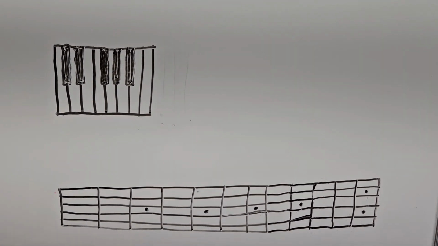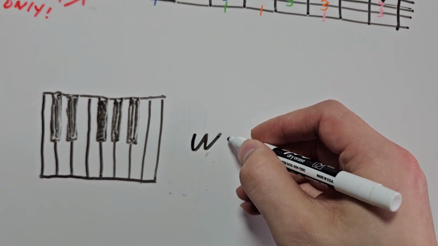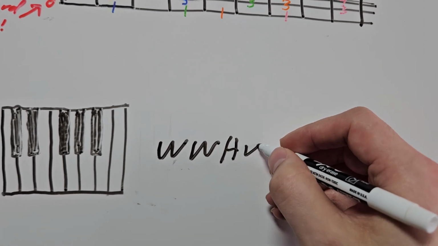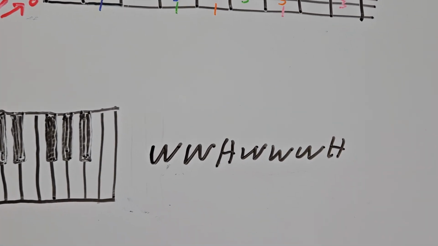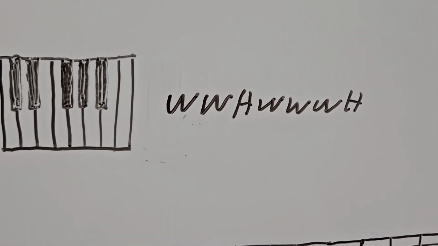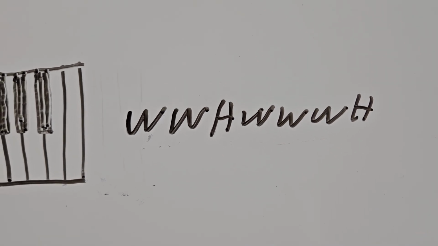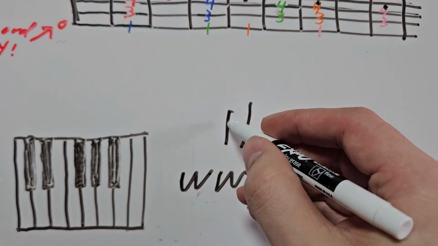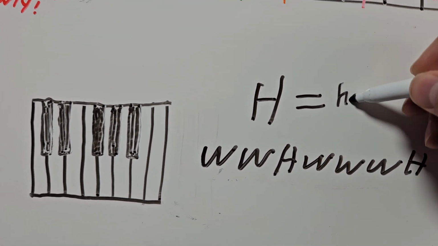So, if we're looking at just the major diatonic scale, we've got whole, whole, half, and then whole, whole, whole, half. Now, what the heck is a whole and what is a half, you might say? Well, we'll start this in reverse order. A half is shorthand for half step.